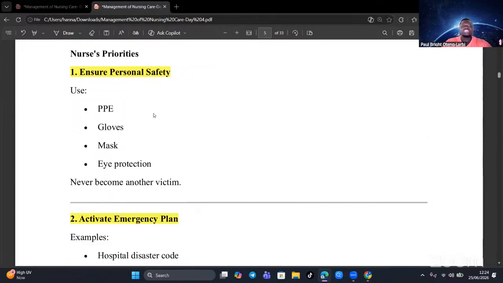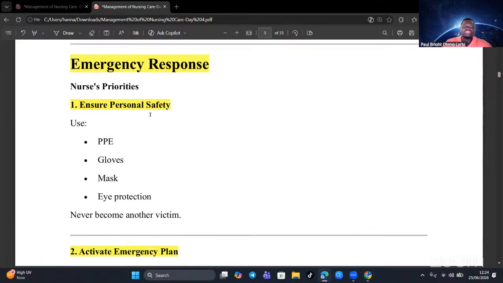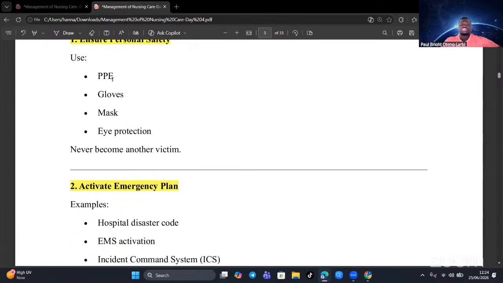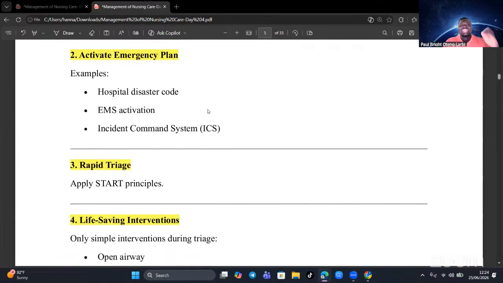Okay. So, emergency response. The nurse manager should ensure everybody is in their PPE. We did PPE yesterday. The nurse manager must ensure everybody dons PPE well, because blood and body fluids are always considered infectious, whether you know the lab results or not. Then you activate the emergency plan. We have the EMS ambulance activation, the incident command system, and the hospital disaster code. Somebody will press the alarm.